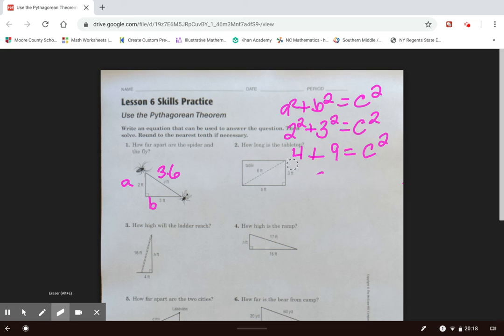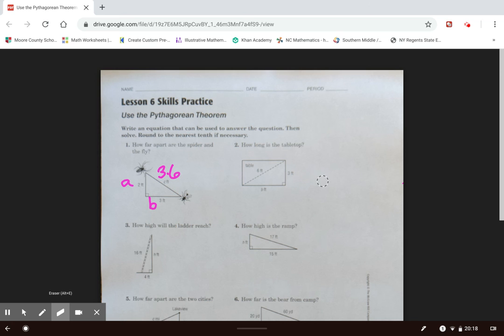All right, so for the next one, it says, how long is the tabletop? So you're given the length of the diagonal across from corner to corner. Then you have the height and you're looking for how long it is, or you have the width and you're looking for how long it is. Okay, so this time you're looking for a leg, because here I know my hypotenuse is 6, because that's my side across from the right angle. And then I have a leg of 3, and I'm trying to find the other leg.